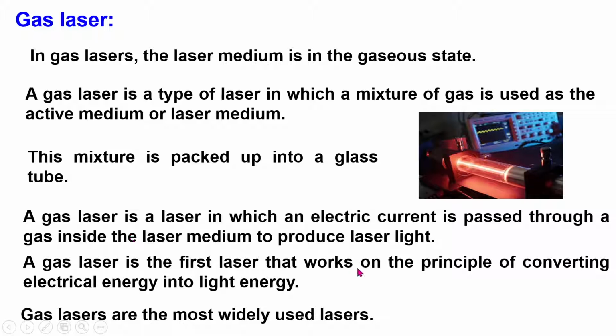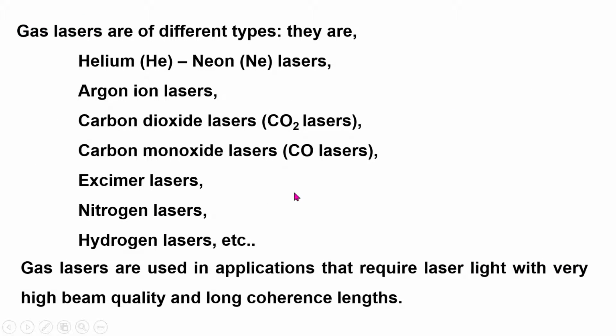In a gas laser, an electric current is passed through a gas inside the laser medium to produce the laser light. A gas laser is the first laser that works on the principle of converting the electrical energy into the light energy. The gas lasers are the most widely used type of the lasers as compared to the other types of the lasers.